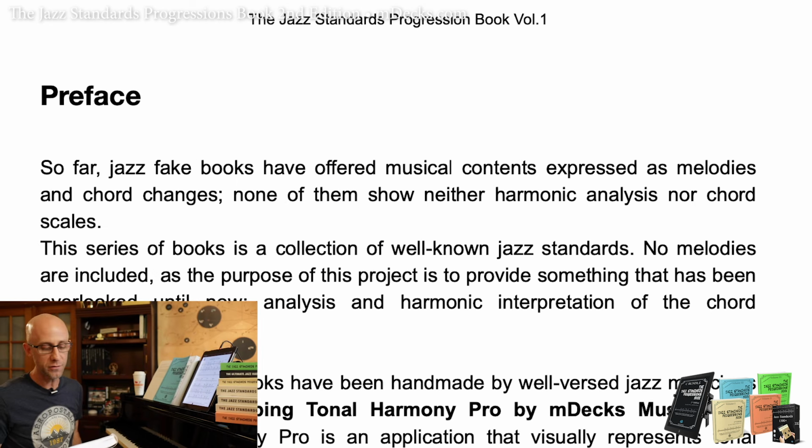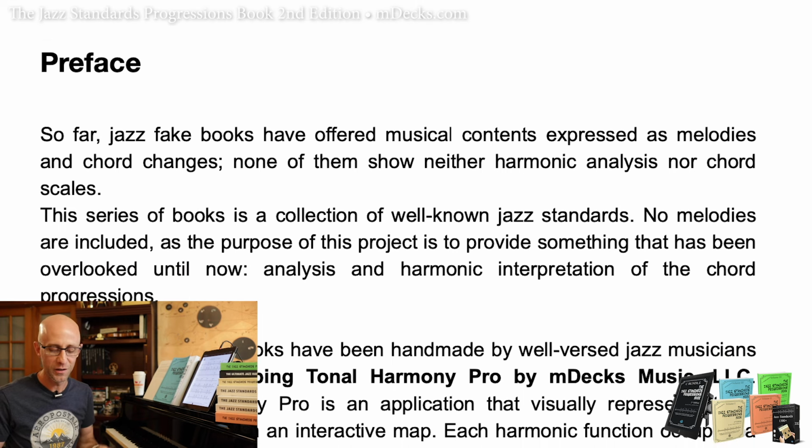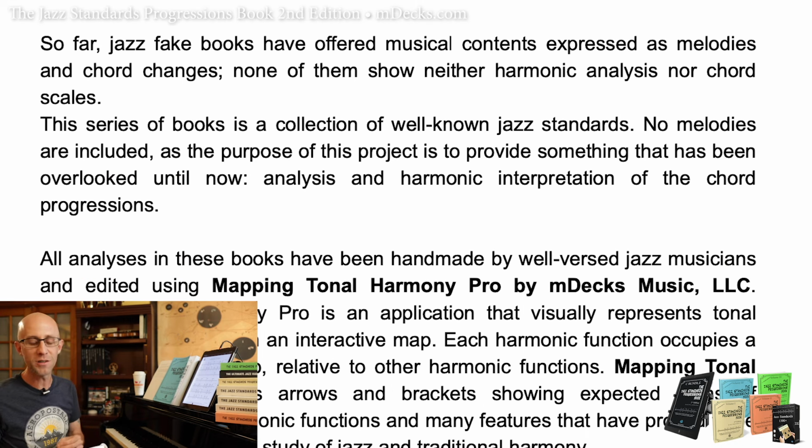So far, jazz fake books have offered musical contents expressed as melodies and chord changes. None of them show either harmonic analysis nor chord scales. This series of books is a collection of well-known jazz standards. No melodies are included, as the purpose of this project is to provide something that has been overlooked until now: analysis and harmonic interpretation of the chord progressions.